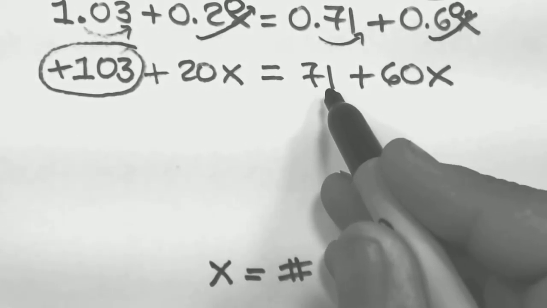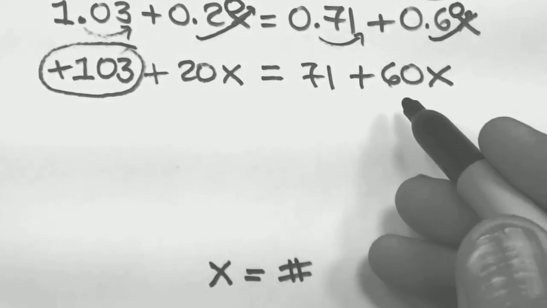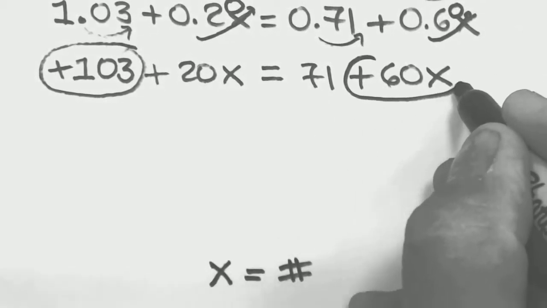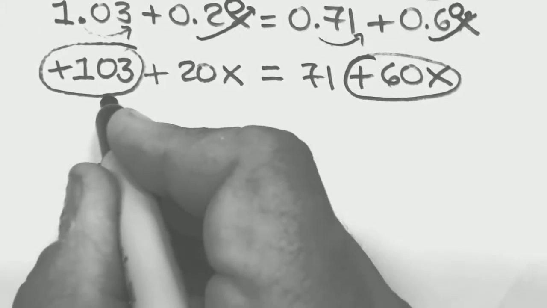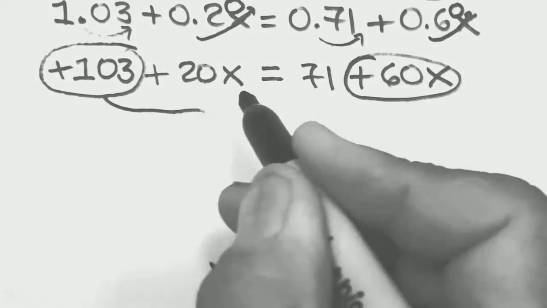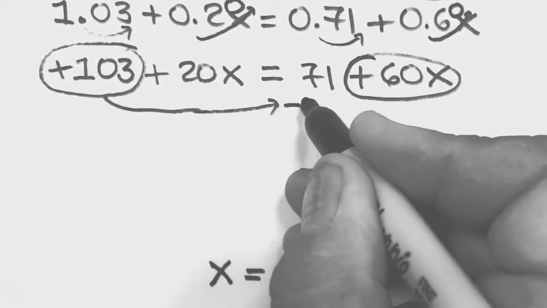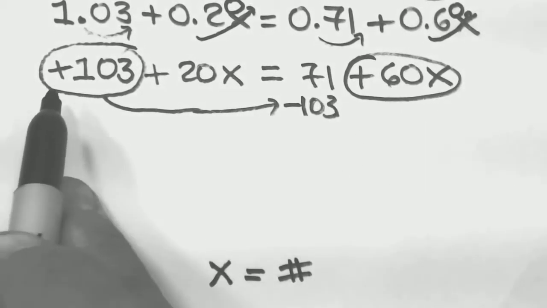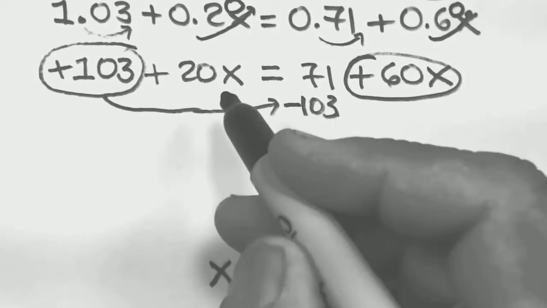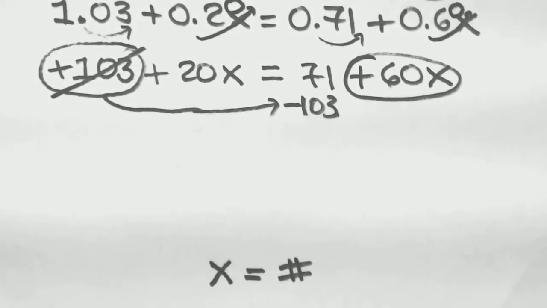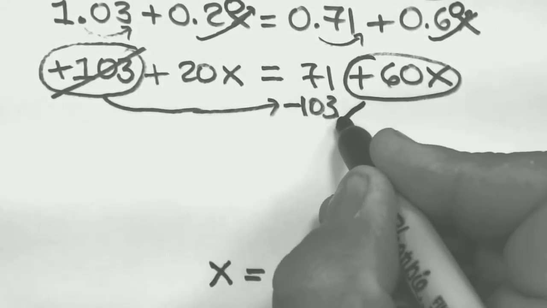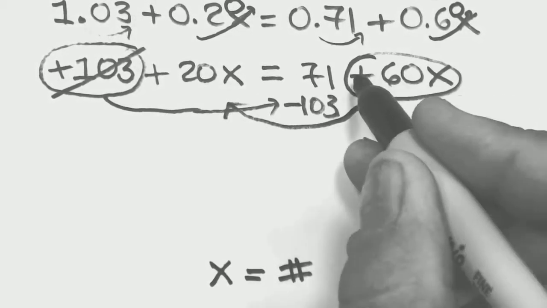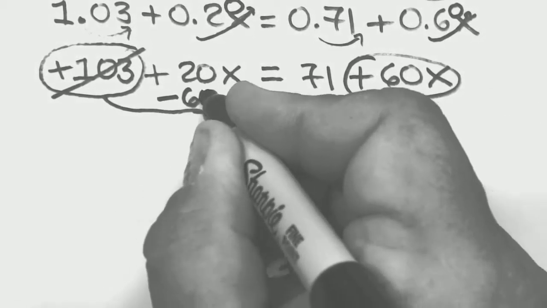Well, the 71 is a plain number, but the plus 60x is not a plain number. It's got x's in it, so it has to move. So these are the 2 guys we need to move to work toward our final answer down here. Let's move them. First off, the 103 being positive, when I jump it over here, becomes negative 103. Okay, the plus 103 became negative 103, so I've moved the 103 over here. I'll cross it out. Now, the plus 60x over here, it also has to move over to this side. The plus 60x becomes negative 60x.